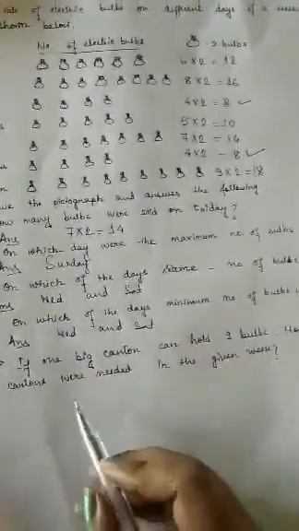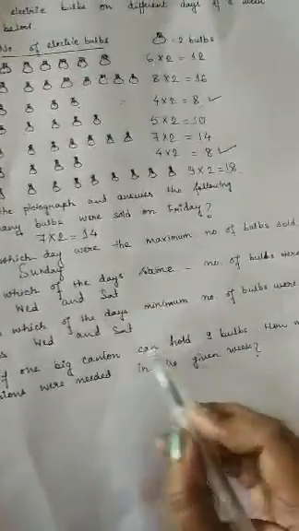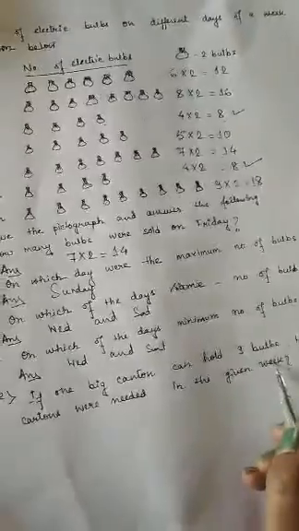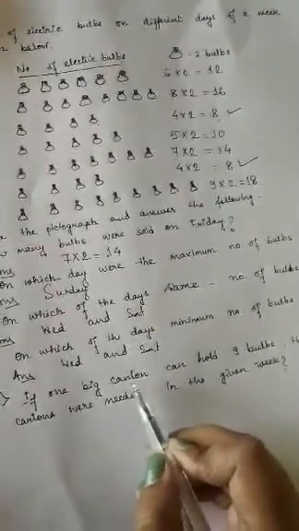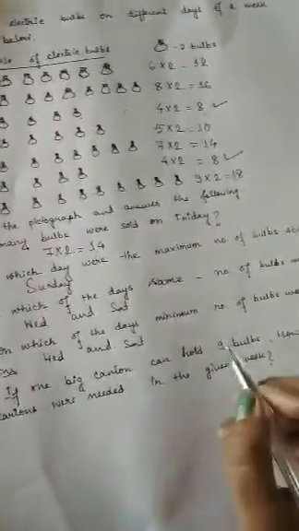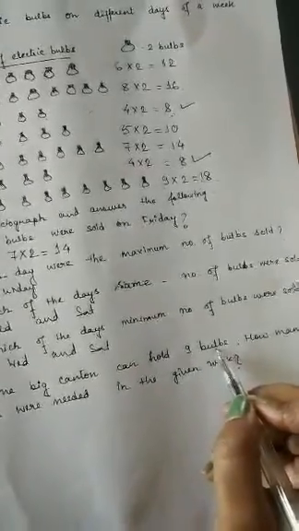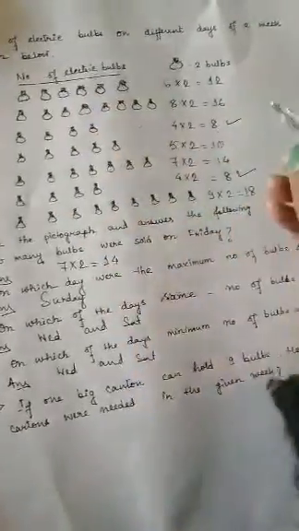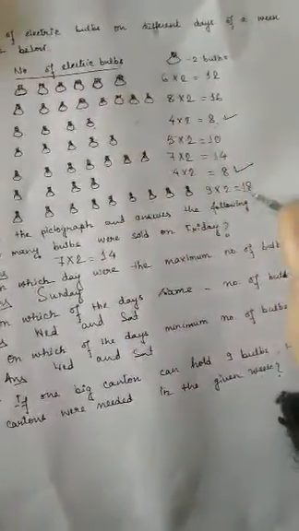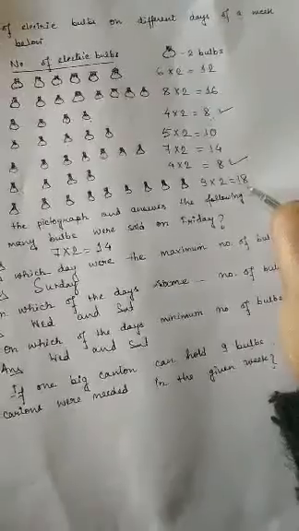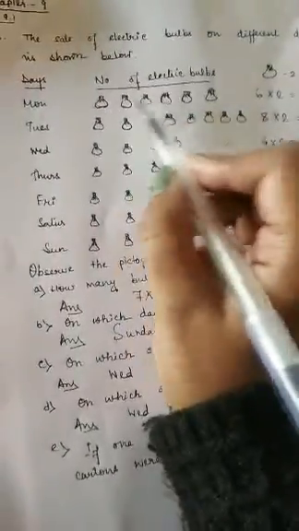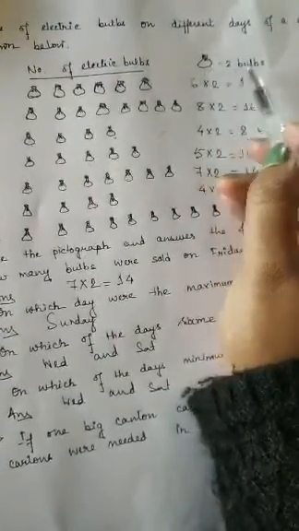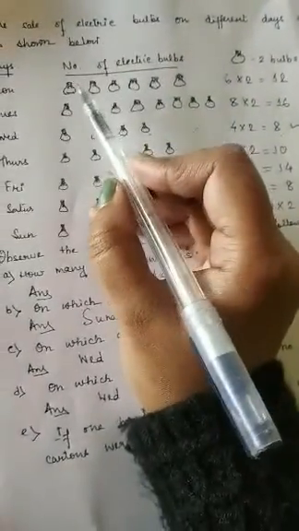Now coming to the last part, if one big carton can hold 9 bulbs, how many cartons were needed in the given week? Cartons means one big box. One box contains 9 bulbs. Now we need to find the total number of bulbs sold in the whole week. If you add all of this, then we will get the total number of bulbs sold. Otherwise, we can count the symbols and multiply by 2, because one symbol represents 2 bulbs.